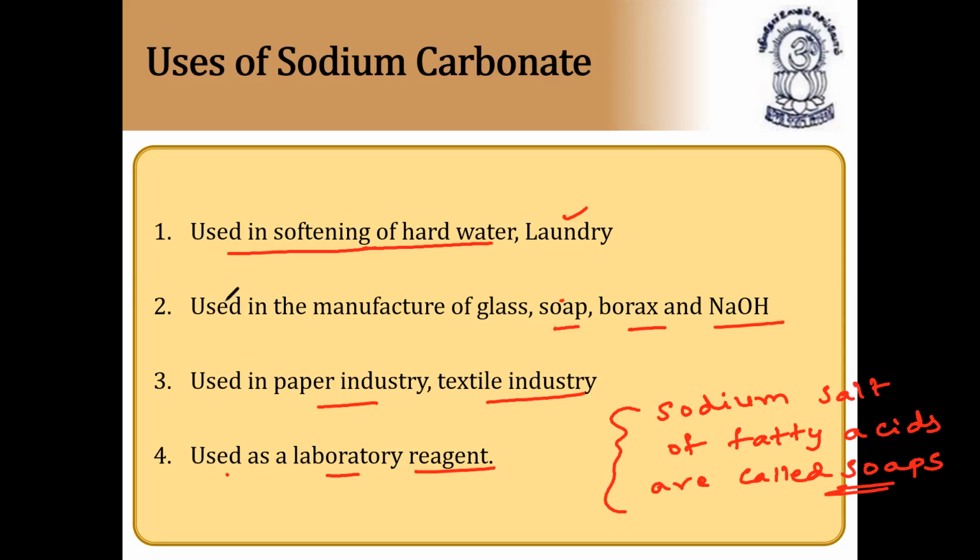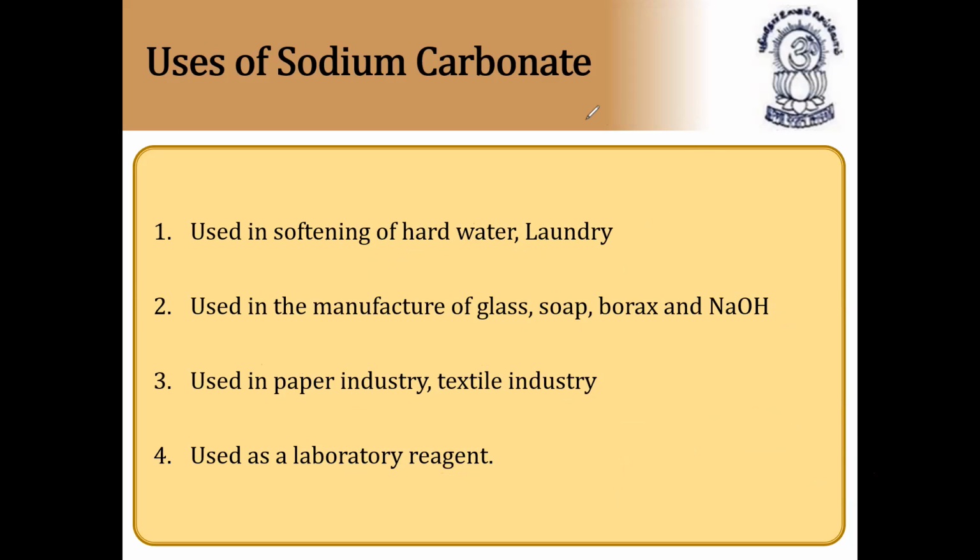So that's why sodium carbonate is used in the manufacture of glass, soap, borax. Borax is nothing but boiling powder, and sodium hydroxide is caustic soda. It is used in paper industry, textile industry, as laboratory reagent, and in softening of hard water. What is hard water? What is soft water? We'll discuss in hydrogenous compounds. And it is also used in laundry for dry cleaning purpose.